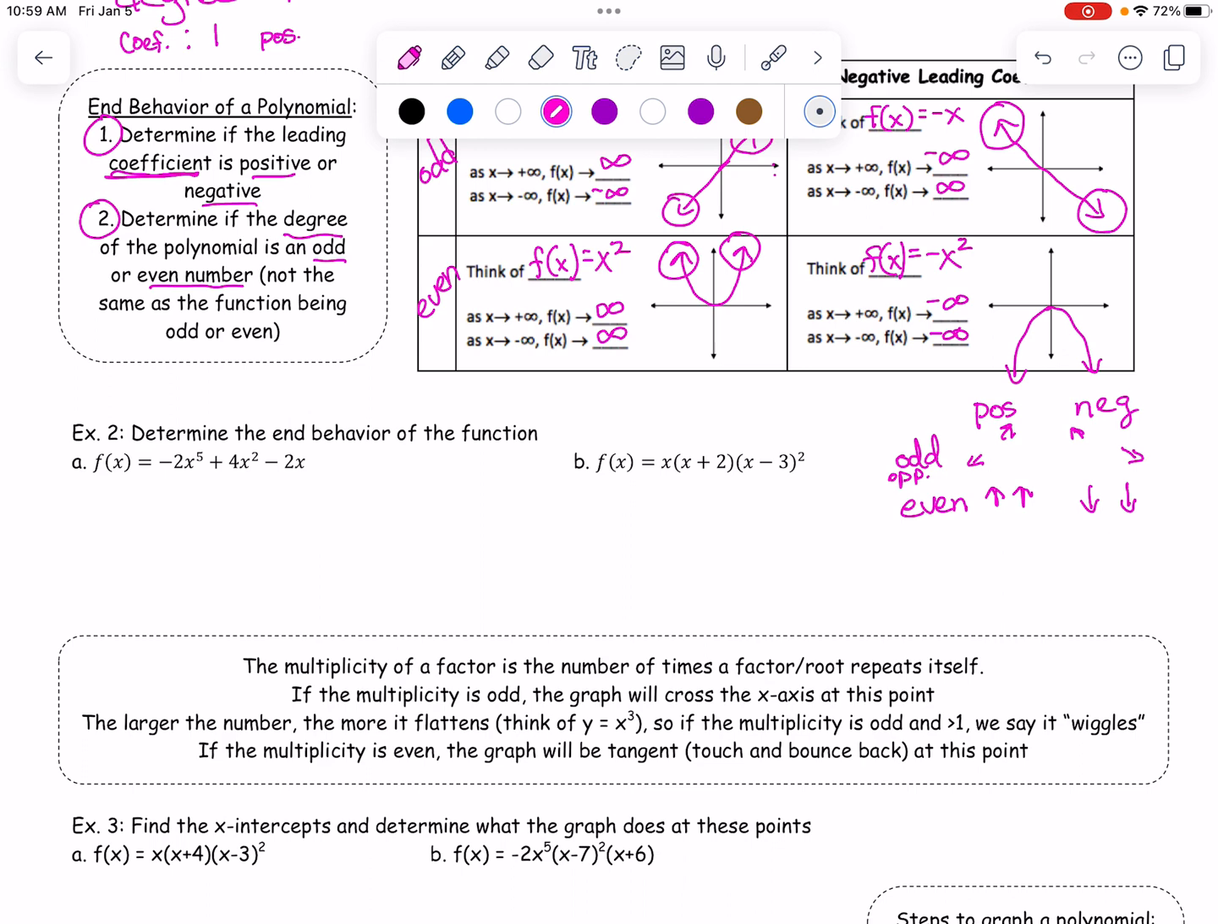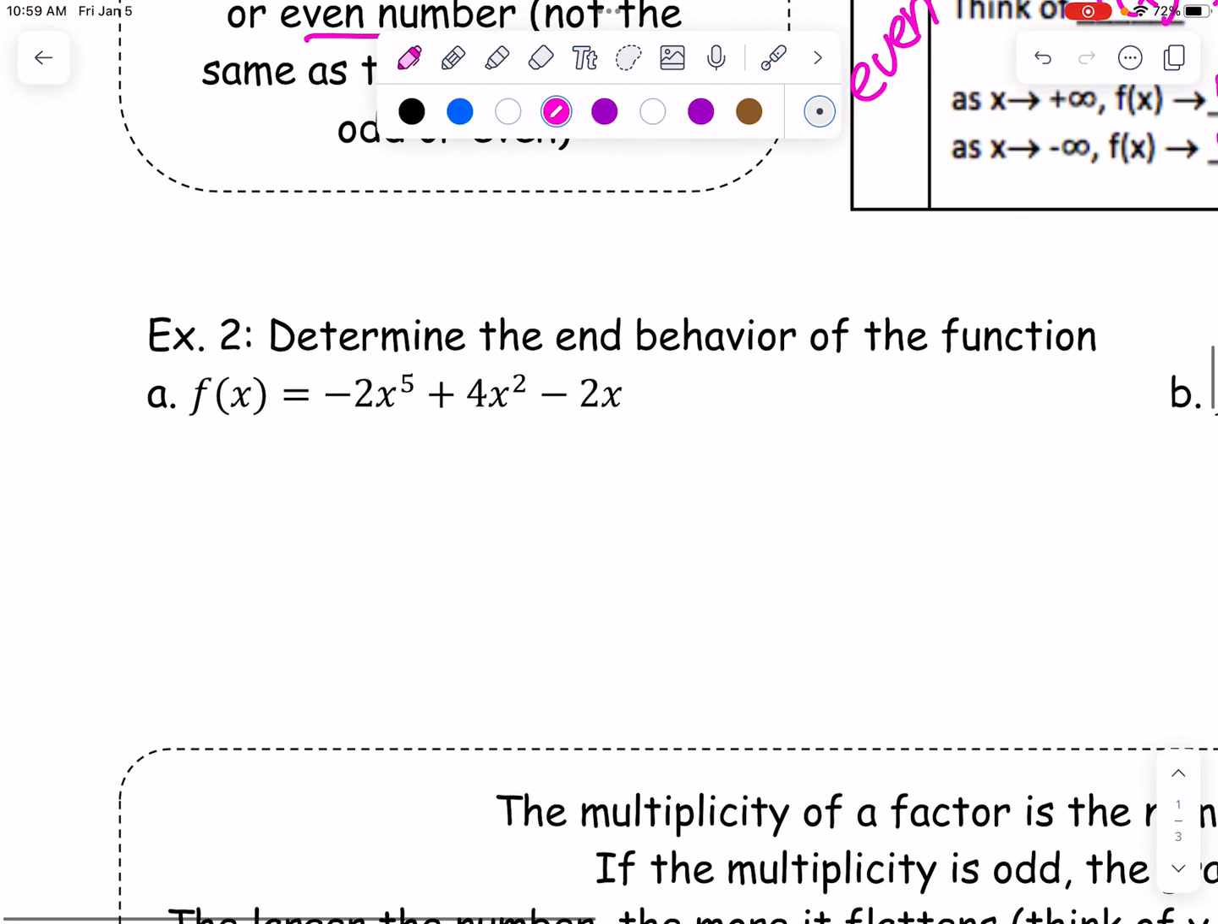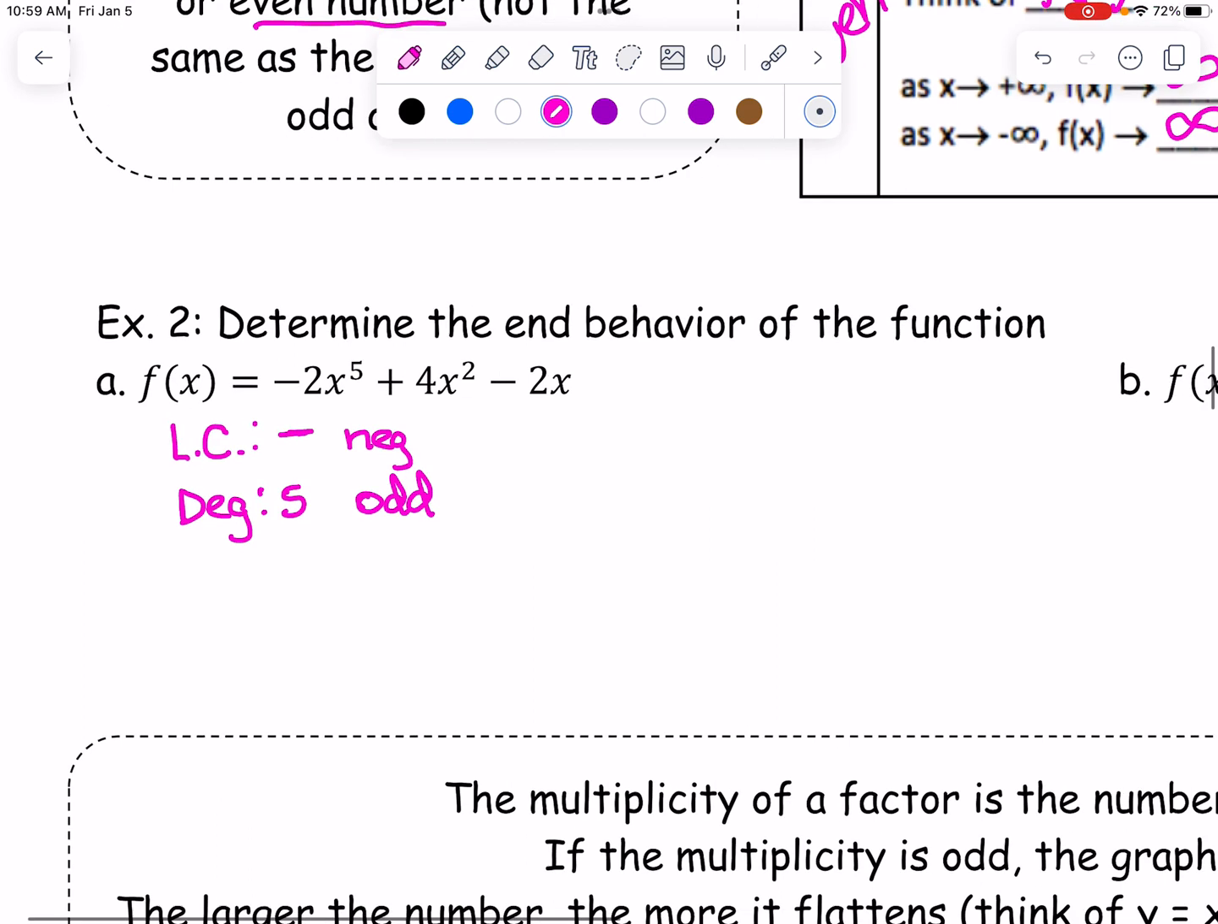The first thing we want to do is make sure that it's in the correct form. This is standard, so you have to go descending. So our leading coefficient is going to be negative. It's a negative leading coefficient, and the degree is 5, which means it is odd. So what we have is an odd negative function.